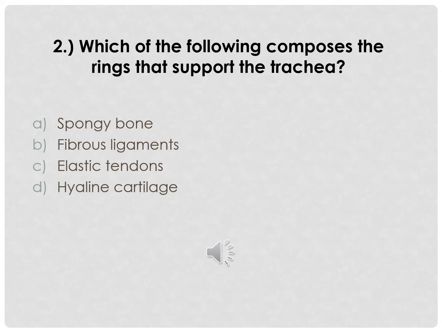Spongy bone, that's where red bone marrow is housed, and that's in our skeletal system. Hyaline cartilage actually composes the rings that support the trachea.